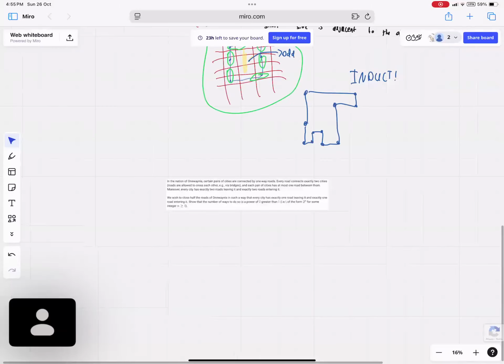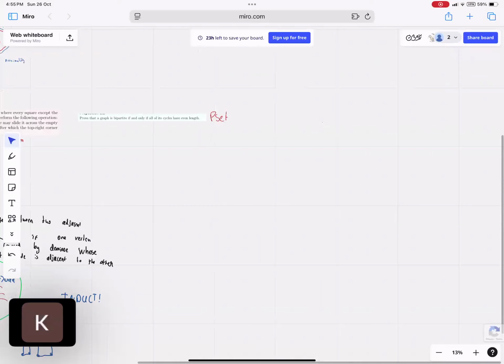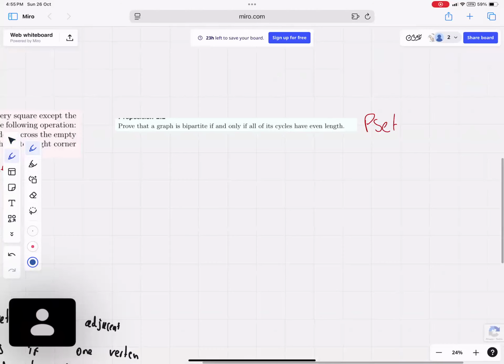For this problem, isn't it the same as the problem where the number of cycles is a power of 2? Why is the number of cycles a power of 2? Because if you choose something in such a way that it has to be a cycle, there is exactly one road leaving and one road coming. Wait, I didn't get it. Can you show the problem to me? Okay.